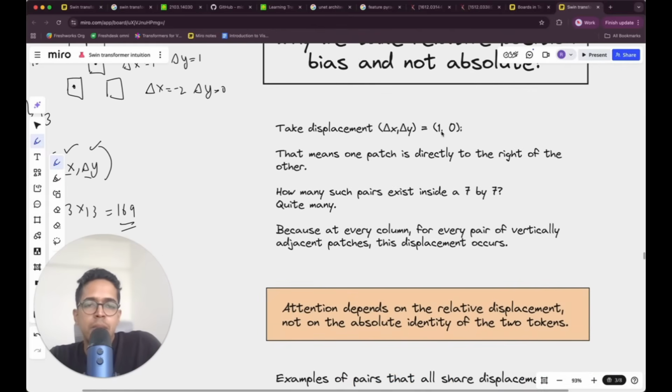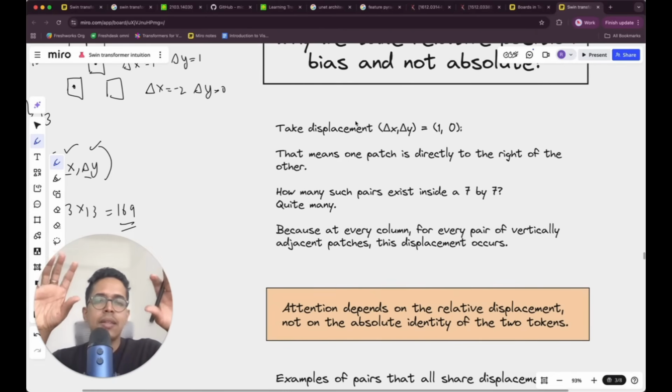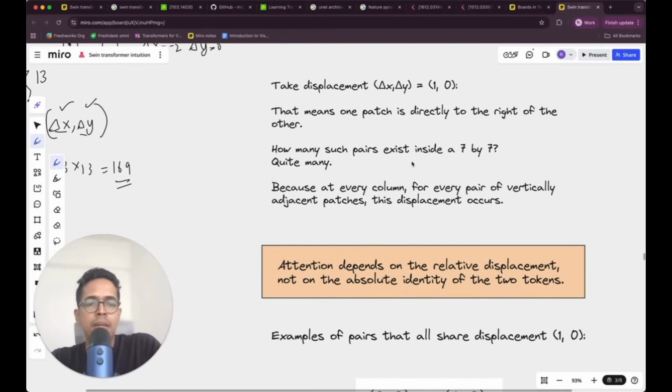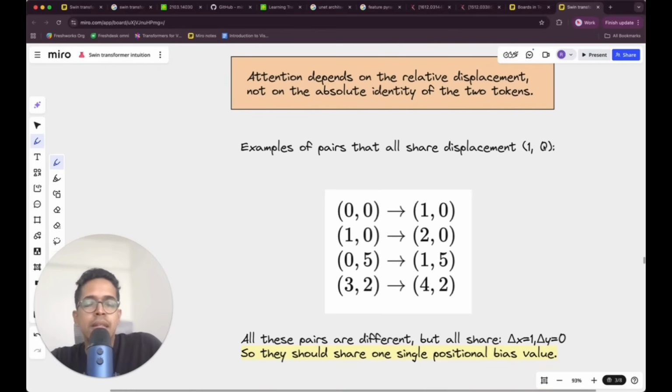If you look at the displacement delta x equal to 1, delta y equal to 0, that means one patch is directly to the right side of the other patch. Like that, there are many pairs which are to the right of each other, right? Patch number 2 and patch number 3, they are to the right of each other. Patch number 5 and 6, they are to the right of each other. Patch number 6 and 7, they are to the right of each other. So attention between these patches is based on their proximity and we can use this relative displacement between them. We don't need the absolute displacement.